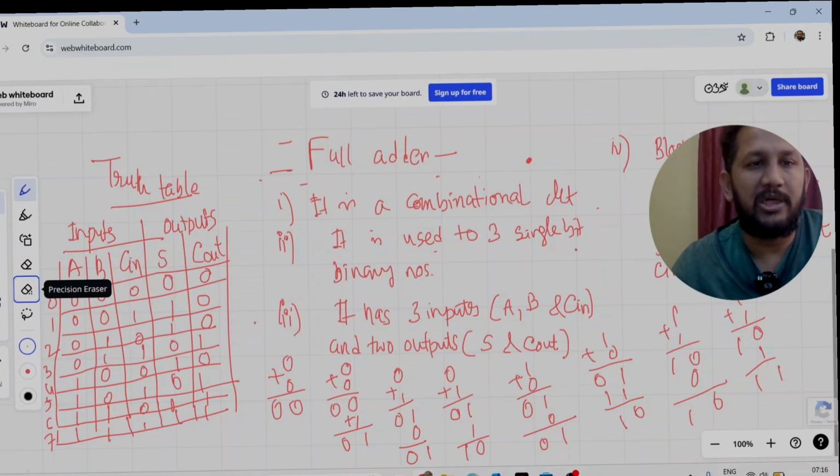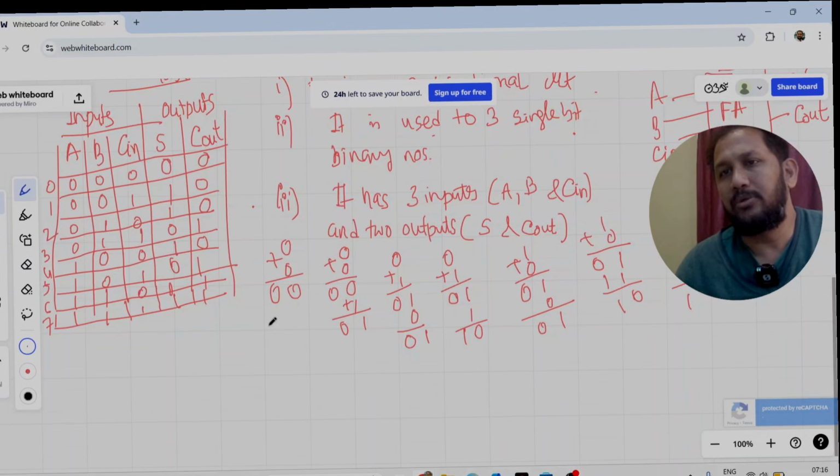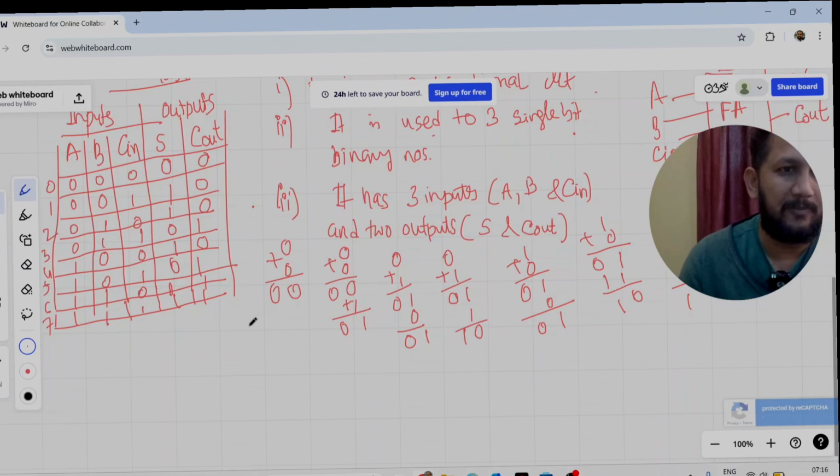Now we need to find the Boolean expression for this, and then the circuit diagram for the full adder. First of all, we need to construct the Boolean expression. Like an arithmetic expression, in digital electronics we need to construct a Boolean expression. To construct the Boolean expression, we need to create the K-map.